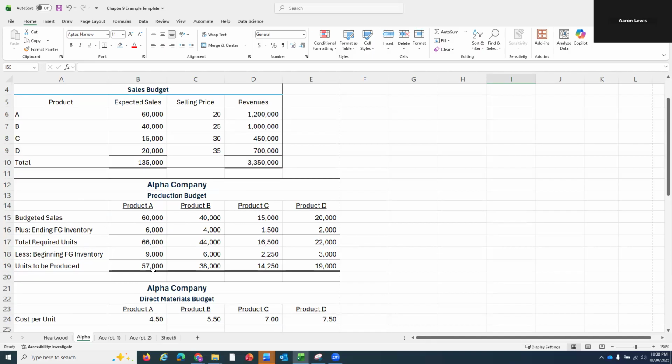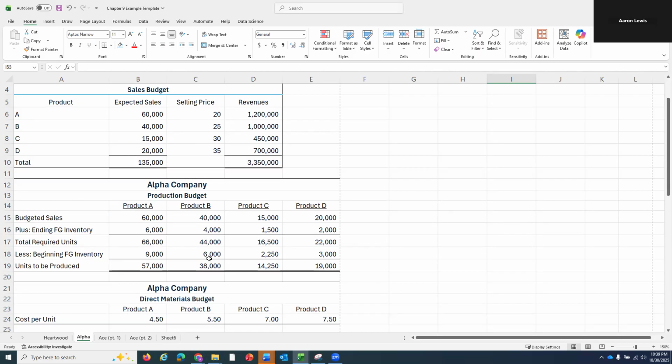So how do you figure out the units to be produced? It's the same formula over and over again. For each product, you take the expected quantity that is going to be sold and add to it the desired amount you want in ending finished goods inventory. That gives you the total units required. So for product A, if Alpha Company expects to sell 60,000 and they want 6,000 in ending inventory, that's 66,000 units they need in total. But they don't have to produce 66,000 because they already have 9,000 of these in beginning inventory. So they only have to produce 57,000 units of product A.